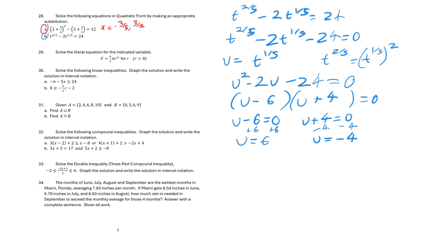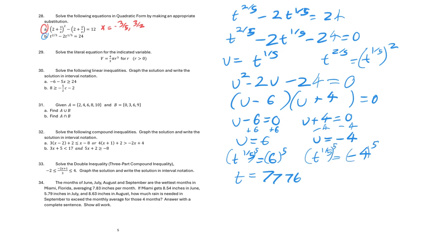But we also know that u, like we said, was t to the 1/5, so t to the 1/5 is equal to 6, and then t to the 1/5 is equal to negative 4. So now to find what t is going to be equal to, we want to take both sides to the power of 5 to get rid of the 1/5. So t is going to be equal to 6 to the power of 5, which is 7,776, and negative 4 to the 5.